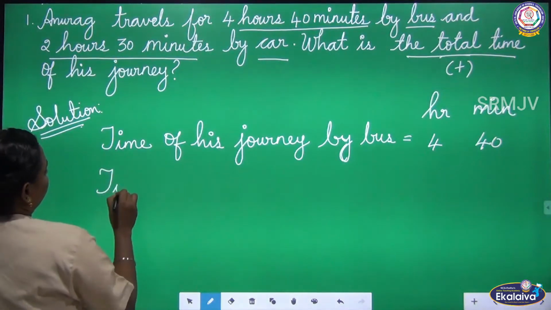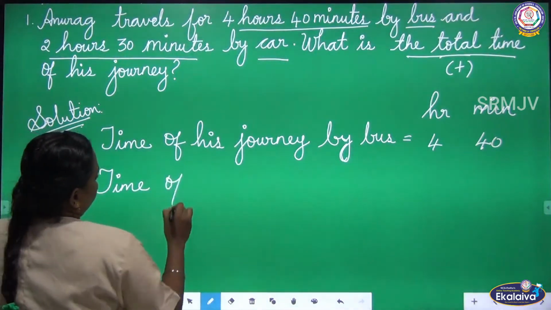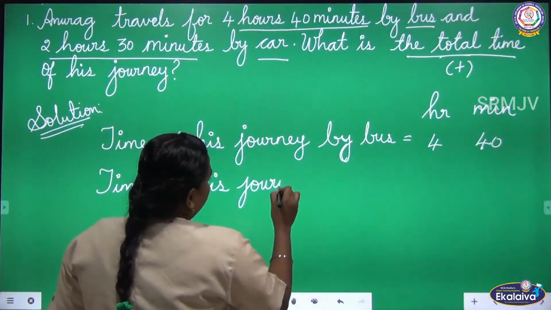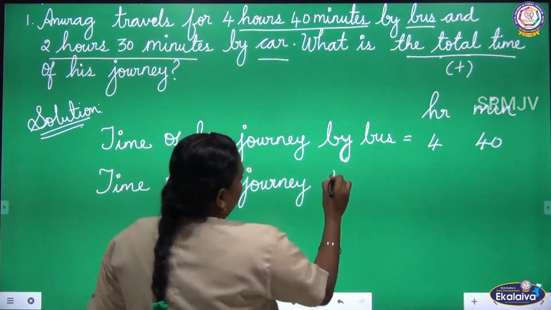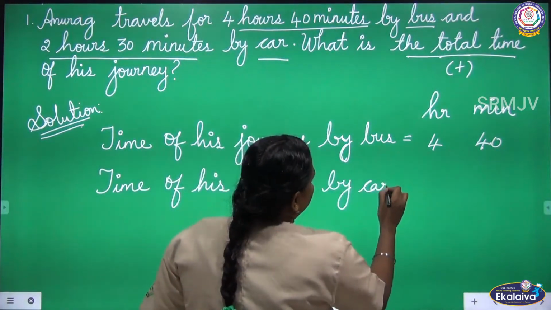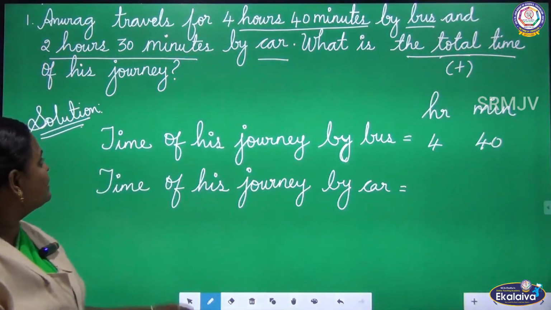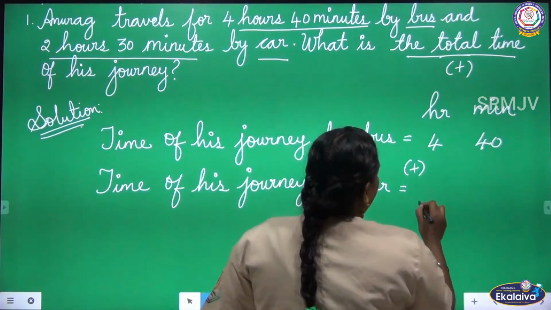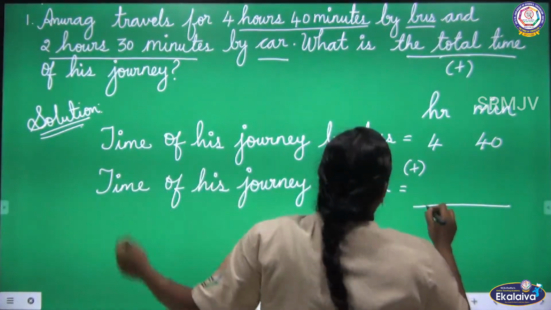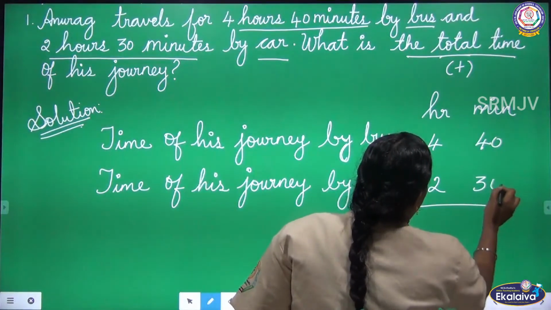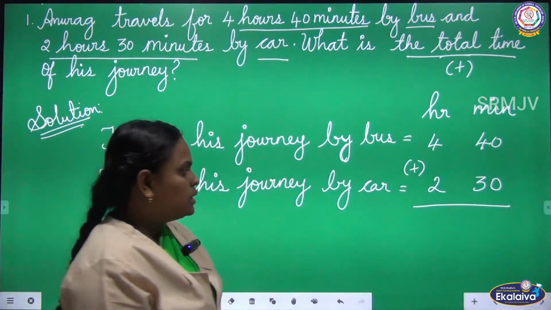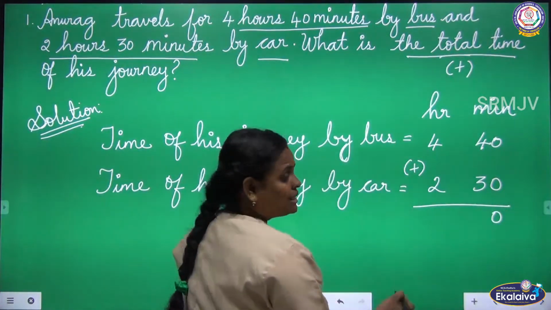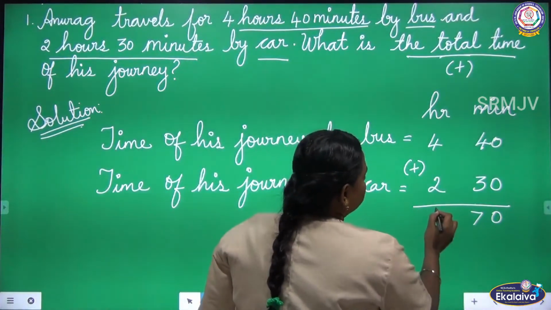Time of his journey by car. So, they are asking total time of his journey. So, we are going to add and then find out the answer, write plus symbol. So, by car how many hours, how many minutes? 2 hours 30 minutes. So, we can add 0 plus 0 is 0, then 4 plus 3 is 7, next 4 plus 2 is 6.